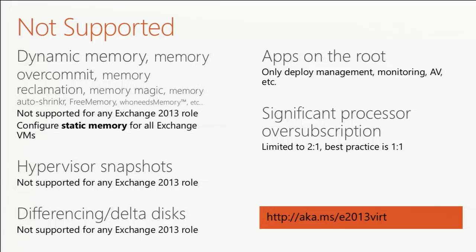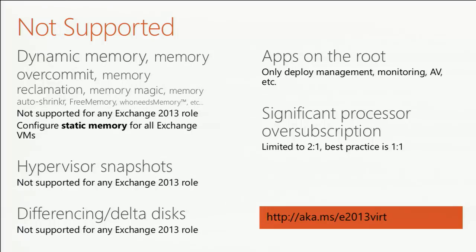We don't support hypervisor snapshots. I'm not talking about VSS. I'm talking about going into the Hyper-V Manager tool or into VMware and saying, I want to take a point-in-time snapshot of that VM that I can go back to later. Doesn't work well with Exchange. We don't support it, and I'll talk through why a little bit later as well. Same with differencing and delta disks, the storage that enables that technology: not supported.